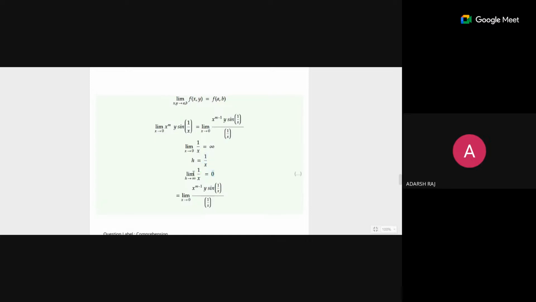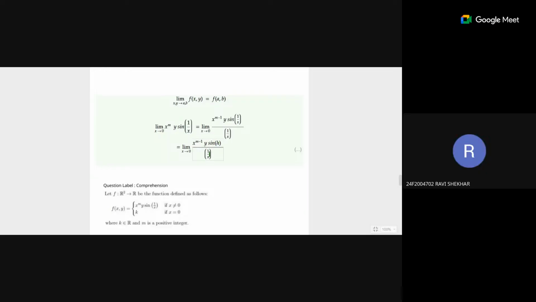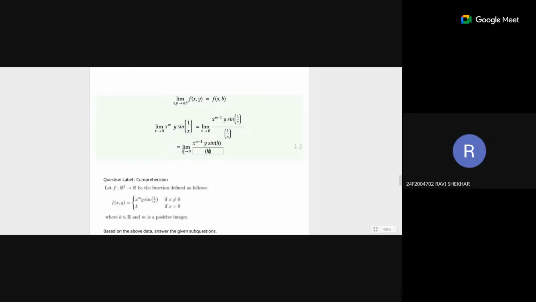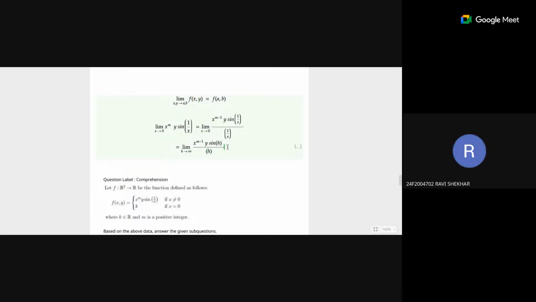So from this, we know the limits. I just remove this. Can I write 1 by x equal to h? Yes, sir, this is also h. Now I change the condition for the limit. What is h tending to? Infinity. Yes, h tends to infinity. Now what is the limit of sin h by h when h tends to infinity? That is 0. Sorry, my mistake.